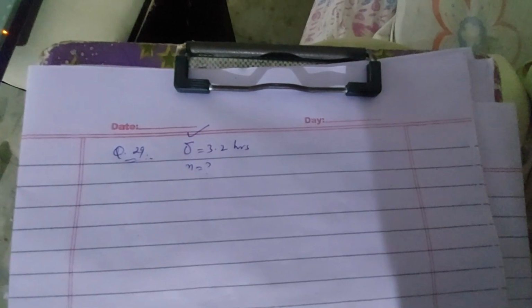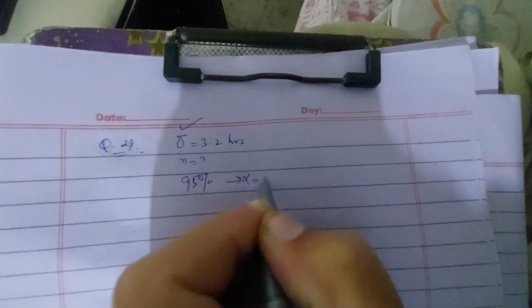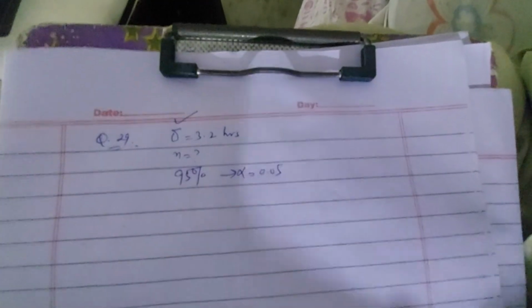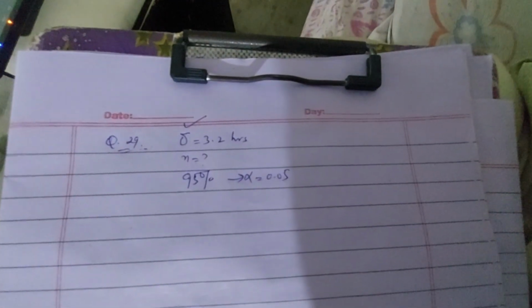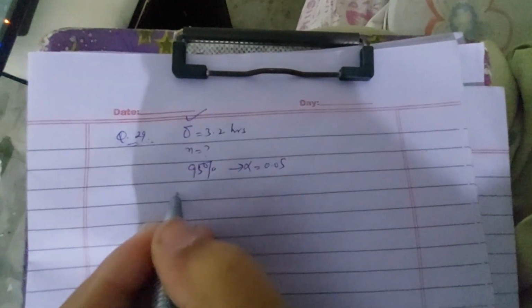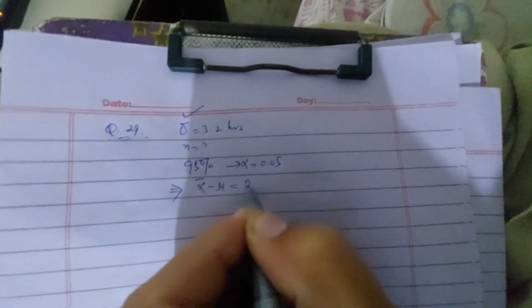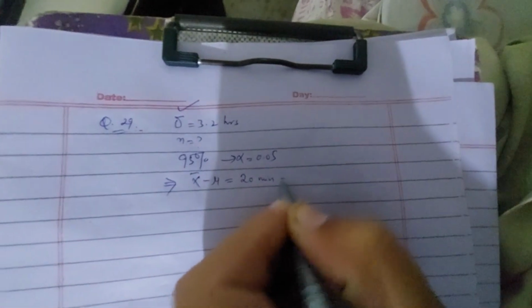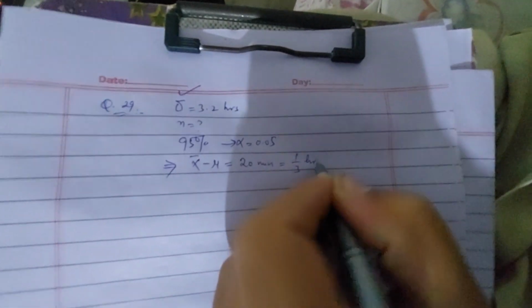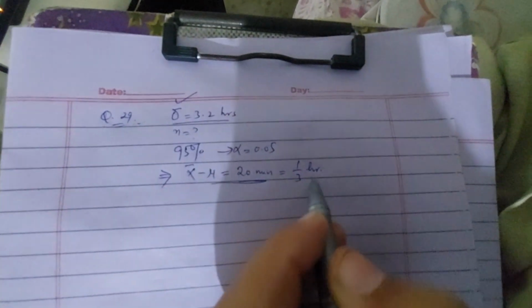N is to be found. How large a sample is needed so that it will be possible to assert with 95% confidence, which means that alpha is equal to 0.05, that the sample mean is off by less than 20 minutes. It means that x bar minus mu is equal to 20 minutes, which is equal to 1 over 3 hours. Because we have the standard deviation in hours, we converted these minutes into hours.